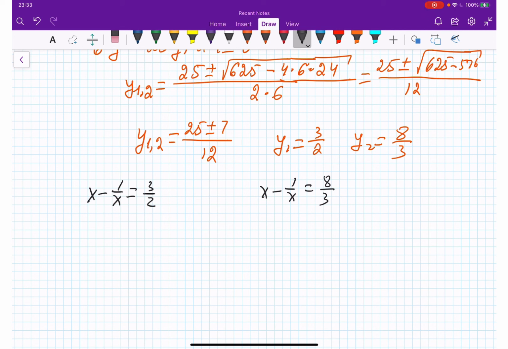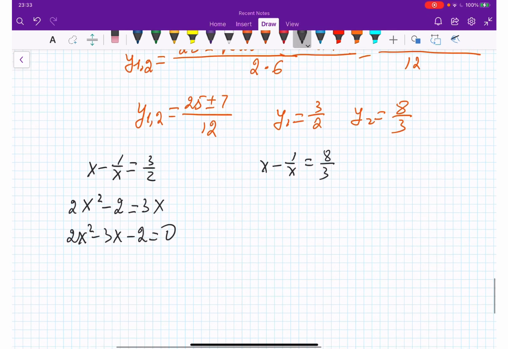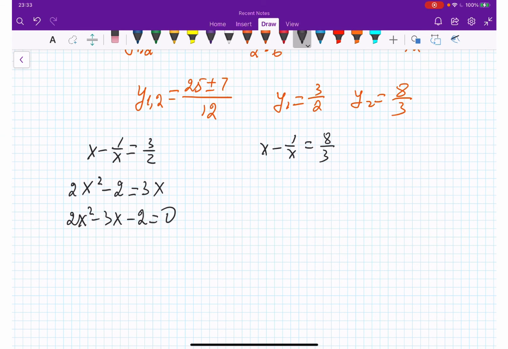So after bringing to common denominator, we are getting 2x squared minus 2 equal 3x. So from here, we are getting 2x squared minus 3x minus 2 is equal 0. All right. And if you solve this one real quick, you will get the answer x1 is equal 1/2.